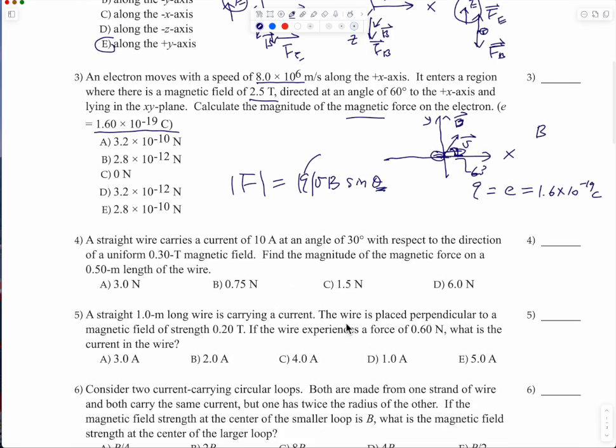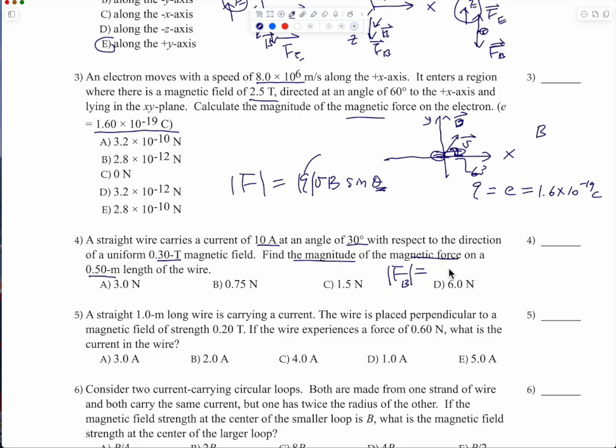All right, number 4. A straight wire carries a current of 10 amps at 30 degrees with respect to the direction of a uniform magnetic field. Find the magnitude of the magnetic force on the wire. Basically, let's talk about the interaction between a current-carrying conductor and a magnetic field. The equation here is for the magnitude of the magnetic force.